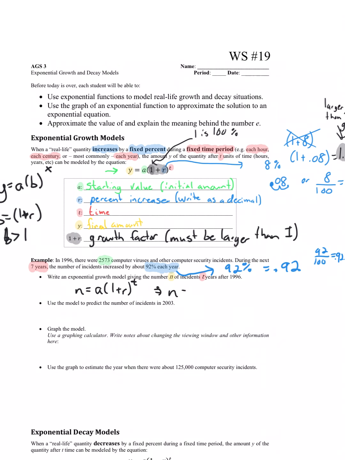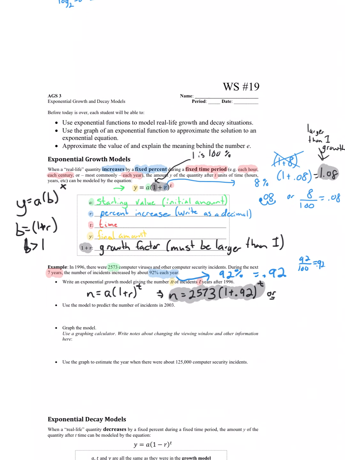We don't know what the final amount is, but we know the initial amount of viruses was 2,573. And the rate was 0.92. And we're trying to figure it out for t years. So this right here represents our growth equation. If we want to simplify it a little bit, we could say, what is 1 plus 0.92? And simplify that part. 2,573 times 1.92 to the t.